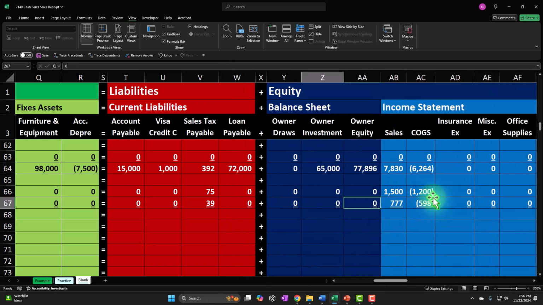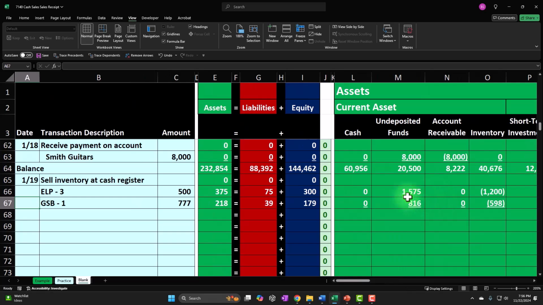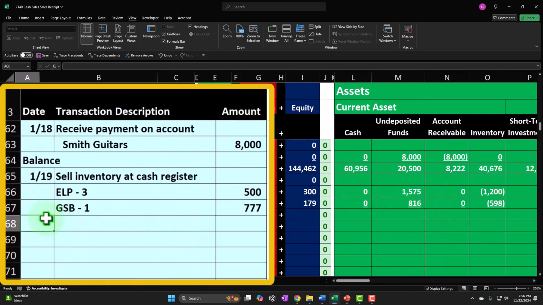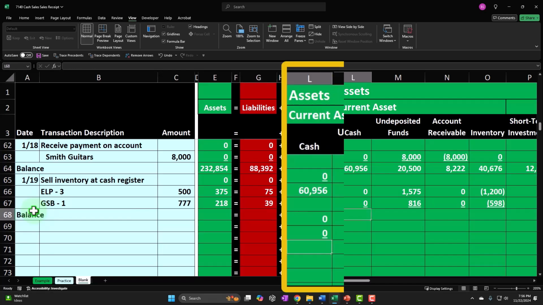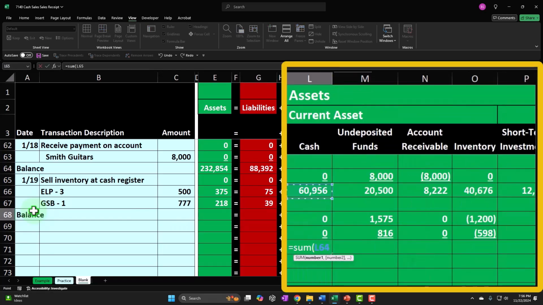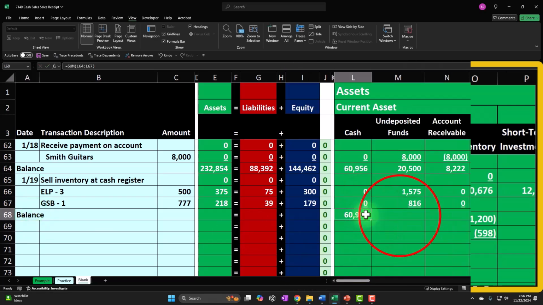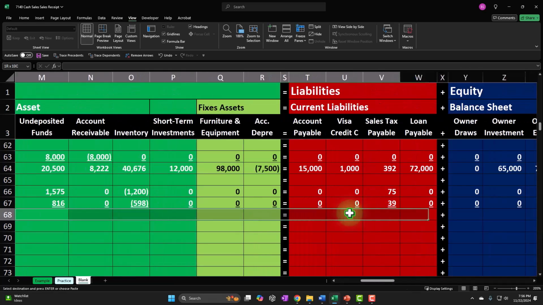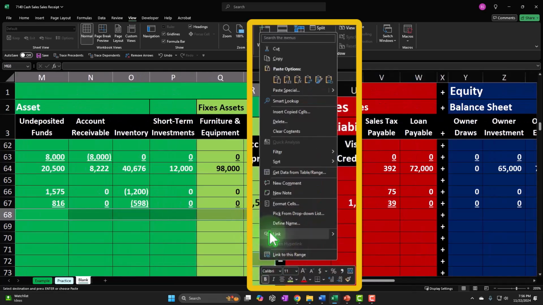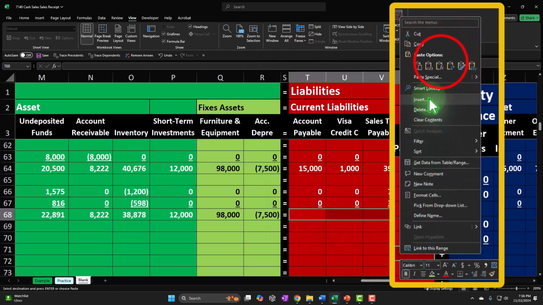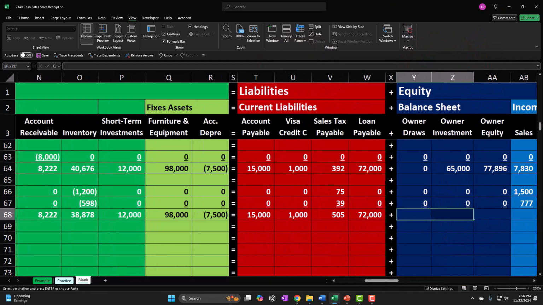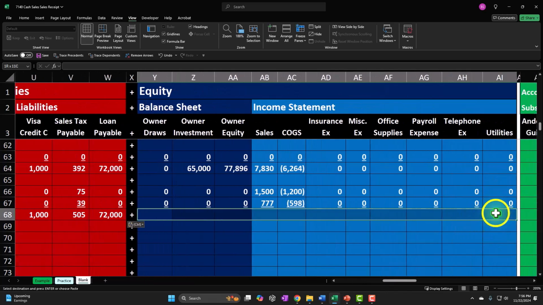All right, and then we'll copy this down, bringing down the balance. And we'll just sum this up: prior balance plus the current activity. Going to copy that across the board and see if we remain in balance, which we should. Pasting it with just the formulas only.